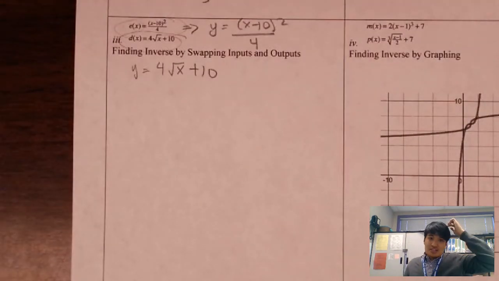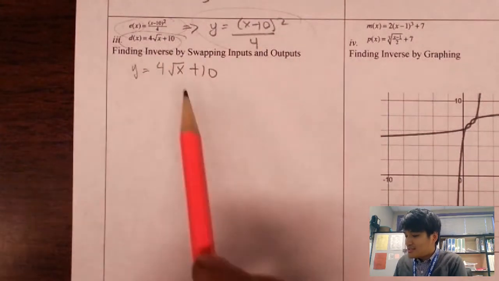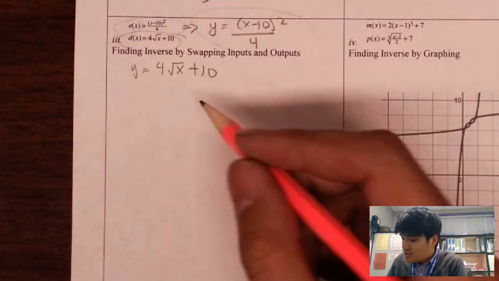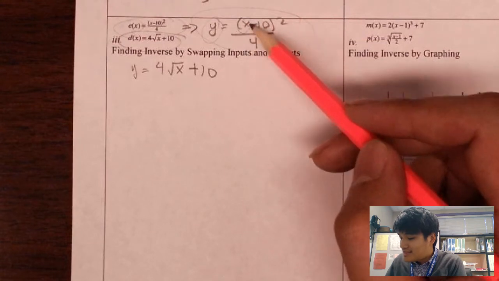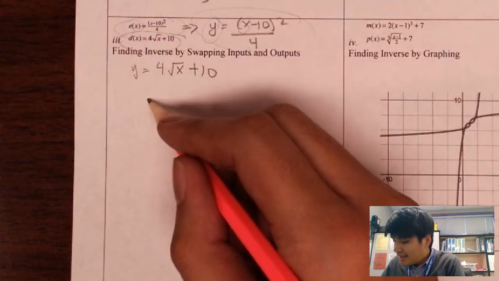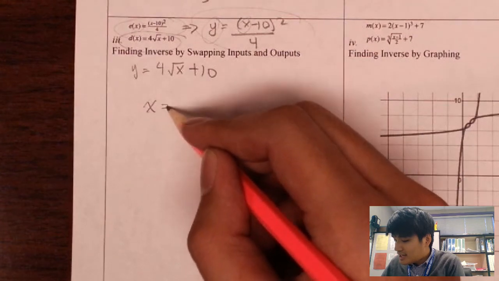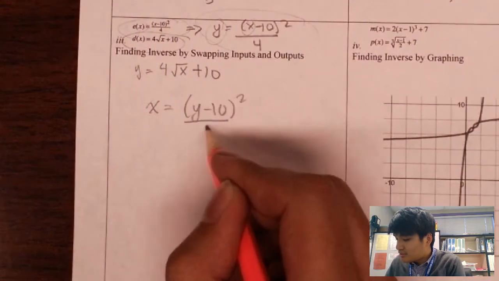Very nice. So I'm just going to swap one of these functions. Let's try it with this one here. What I mean by swapping inputs and outputs: this is the output, this is the input, and I'm just going to swap them. So I get x is equal to (y minus 10) squared over 4.